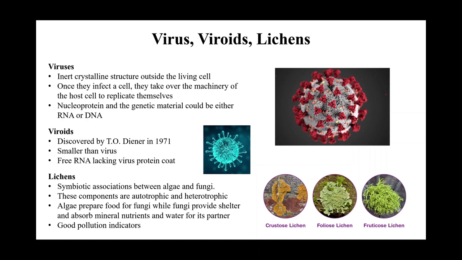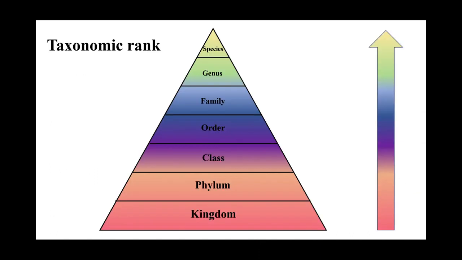And one very important feature about lichens is they are good pollution indicators. They will not grow if there is pollution in the environment. So if you see lichen growth somewhere, you know that the environment is pollution free. That's why they are very important, and that's why they have their own importance in this classification system.